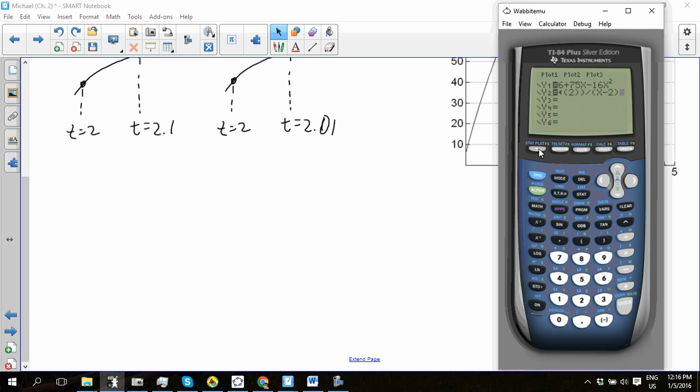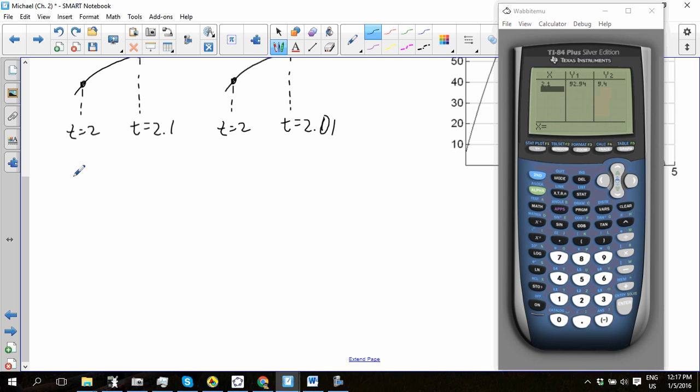Alright, so now I'm going to go to table, and I'm going to set the table so that it is in ask mode. Okay, now, for x equals 2.1, there's the height of the grapefruit at 2.1 seconds, and this is the average rate of change, 9.4. That's h of 2.1 minus h of 2 over 2.1 minus 2, or 0.1. And that is 9.4.